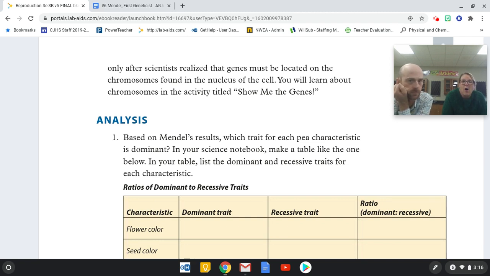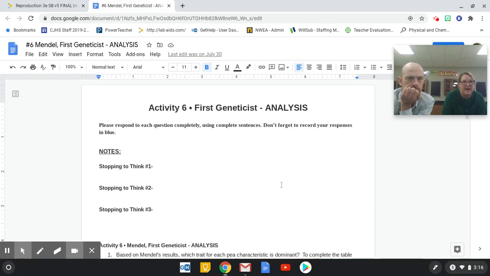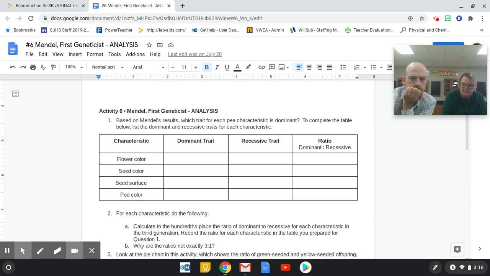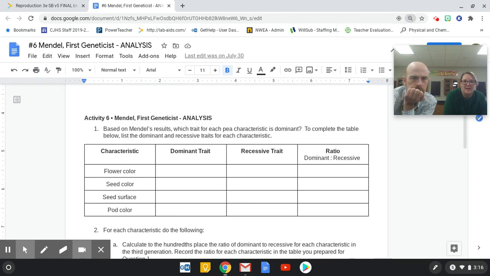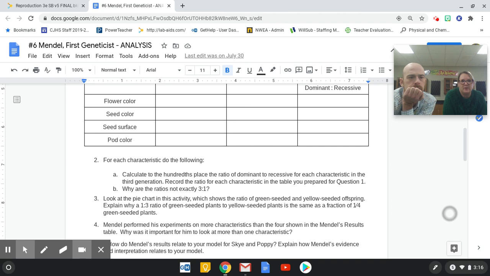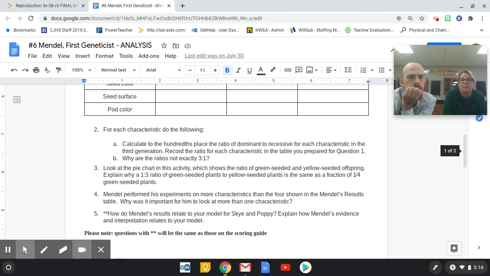But for now, all we're going to ask you to do is to navigate back to that document that you've been recording your stopping to think questions on and find the activity 6 analysis questions. You will notice that there are a total of 5 questions for this particular activity. You are responsible for answering questions 1, 2, 3, and 4 on this document. But remember, question number 5 will be found on the scoring guide. So you simply need to record your answer there for question number 5.